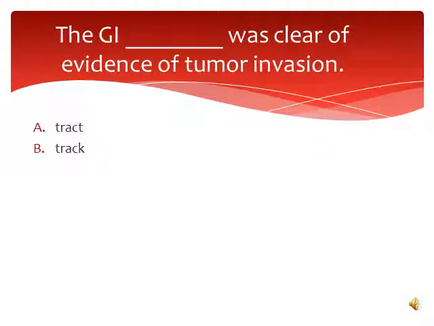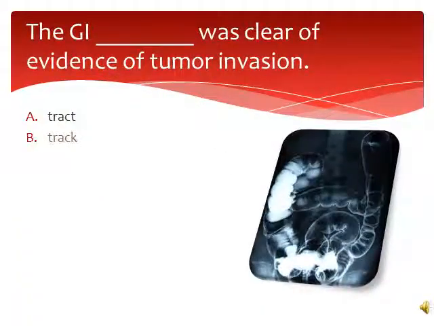How about this one? The GI tract was clear of evidence of tumor invasion. Which tract is correct? A or B? The answer is A, tract, T-R-A-C-T. Whenever we're talking about anatomy, especially with a series or a system of related parts or organs, it's T-R-A-C-T, such as biliary tract, urinary tract, respiratory tract, GI tract, all of those. Make sure you're using T-R-A-C-T. That's the correct one.